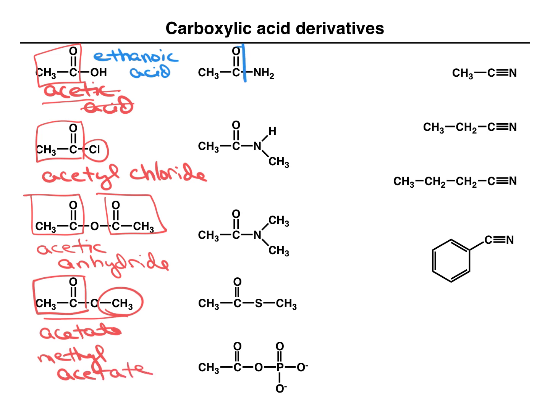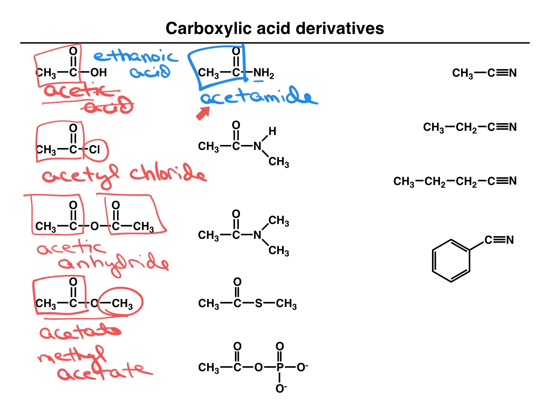Over here, our acyl group is connected to a nitrogen, so this is an amide, and so this one would be called acetamide or acid amide. You might hear it pronounced several different ways. Next, we have the same thing with the acetyl group connected to a nitrogen, so this is also acetamide, but now we have a methyl group substituted on the nitrogen.